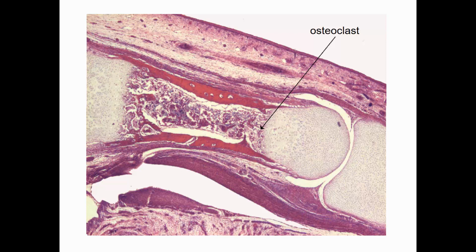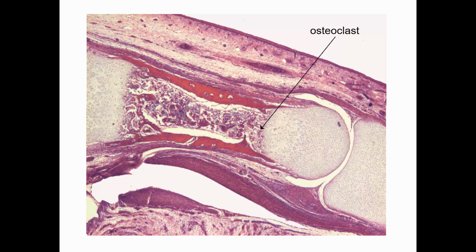It sounds like osteoblast, osteocyte. Osteo just means bone, but it's a different lineage. It comes from monocytes in the circulation. And the monocytes fuse and become cells that break down bone. They break down bone matrix.